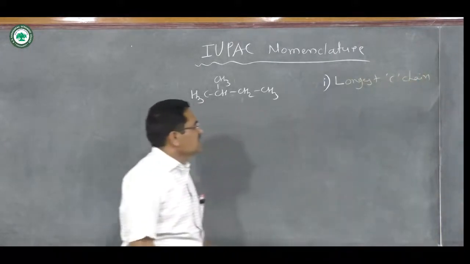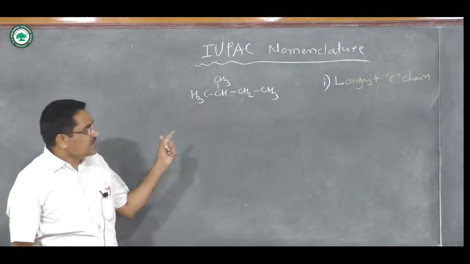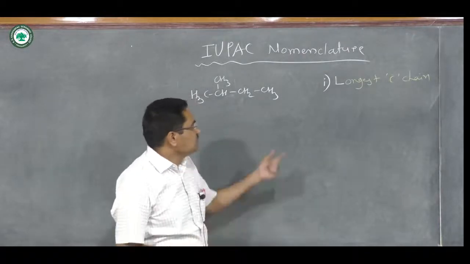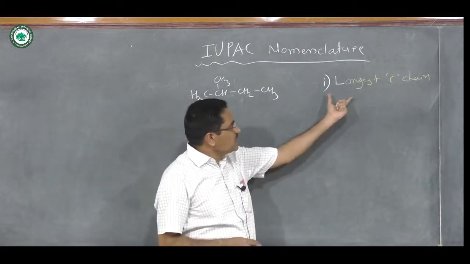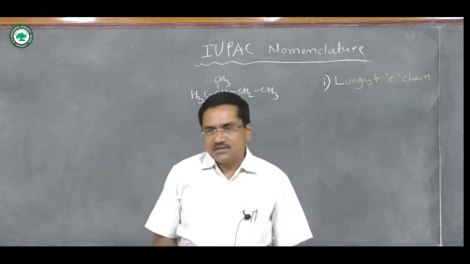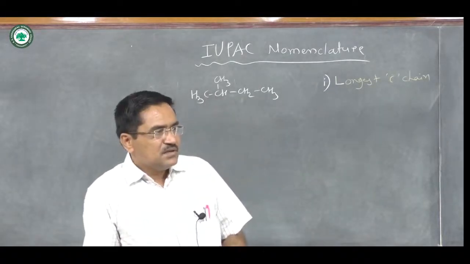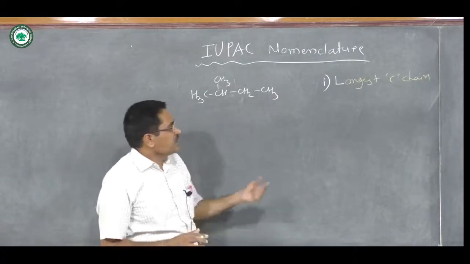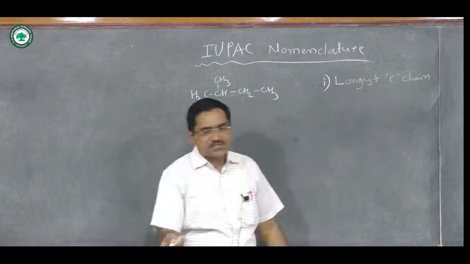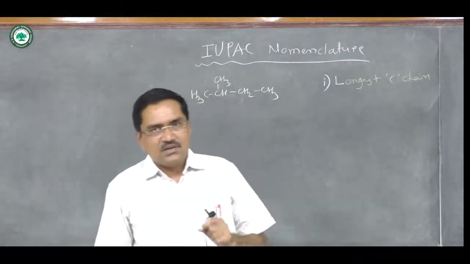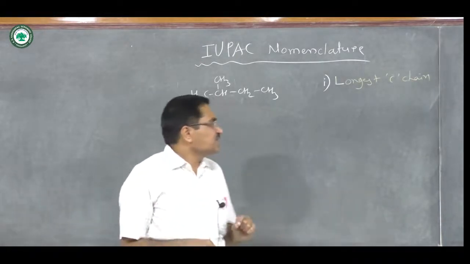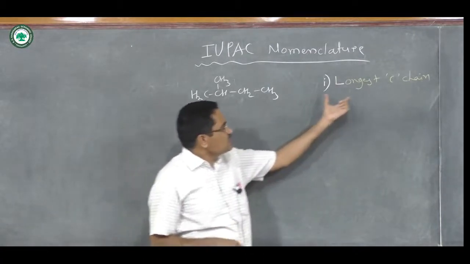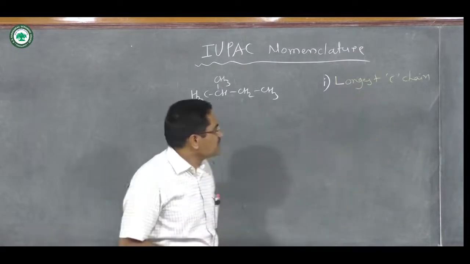Longest carbon chain. Actually, in this case, there is no other particular functional group, and hence we write here only longest carbon chain. But when we consider alkyl halides or amines, etc., it is the longest carbon chain containing the functional group. This one point is added other than for the alkane. In case of alkane, we find out the longest carbon chain.